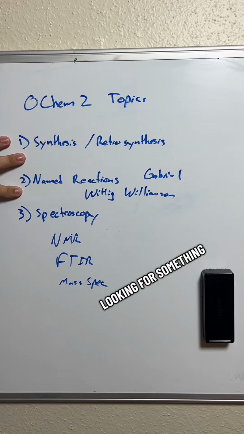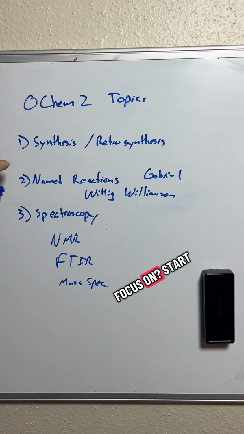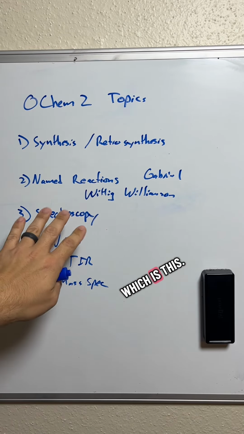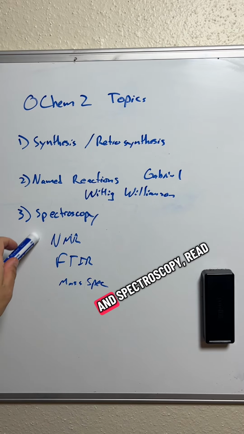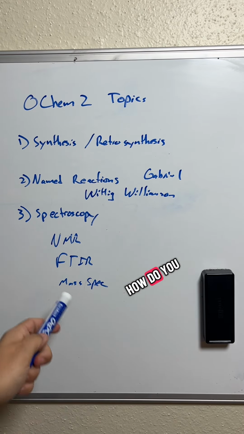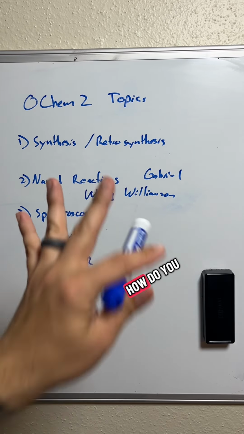So if you are looking for something to do over break, what can you focus on? Start practicing your synthesis, retrosynthesis. Look up some named reactions. You don't need to know them. Just read a little bit about them. And spectroscopy, read a little bit about it. How do you use it? What's the theory behind it? How do you know what's there?